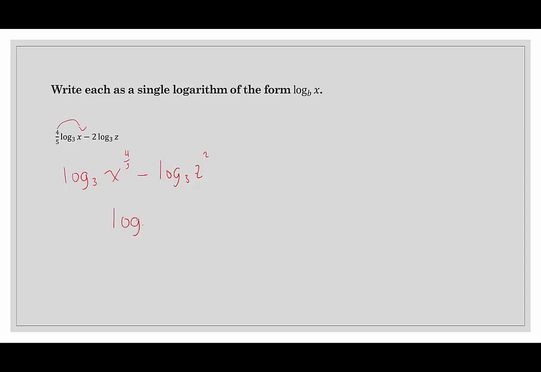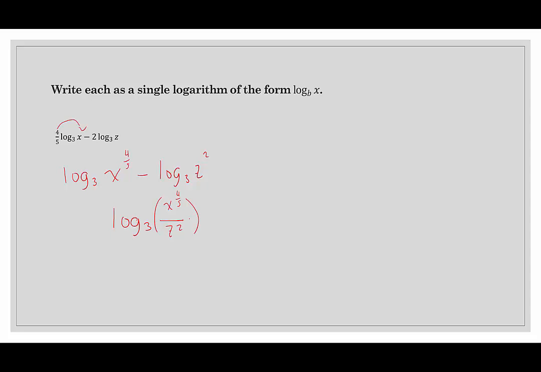So this becomes log base 3, and then what's my argument? Well, in the numerator, I have x to the 4/5. In the denominator, I have z squared. So we have one single logarithm. Notice I didn't write the logarithm twice. And we have x to the 4/5 in the numerator and z squared in the denominator.